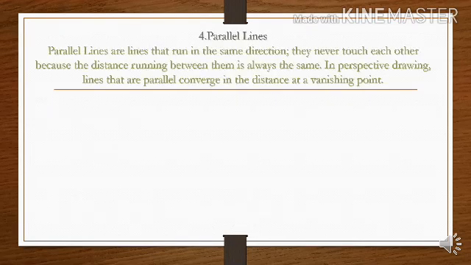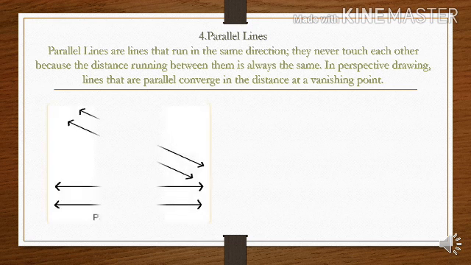Number 4. Parallel lines. Parallel lines are lines that run in the same direction. They never touch each other because the distance between them is always the same. In perspective drawing, lines that are parallel converge in the distance at the vanishing point. This is an example of parallel lines.